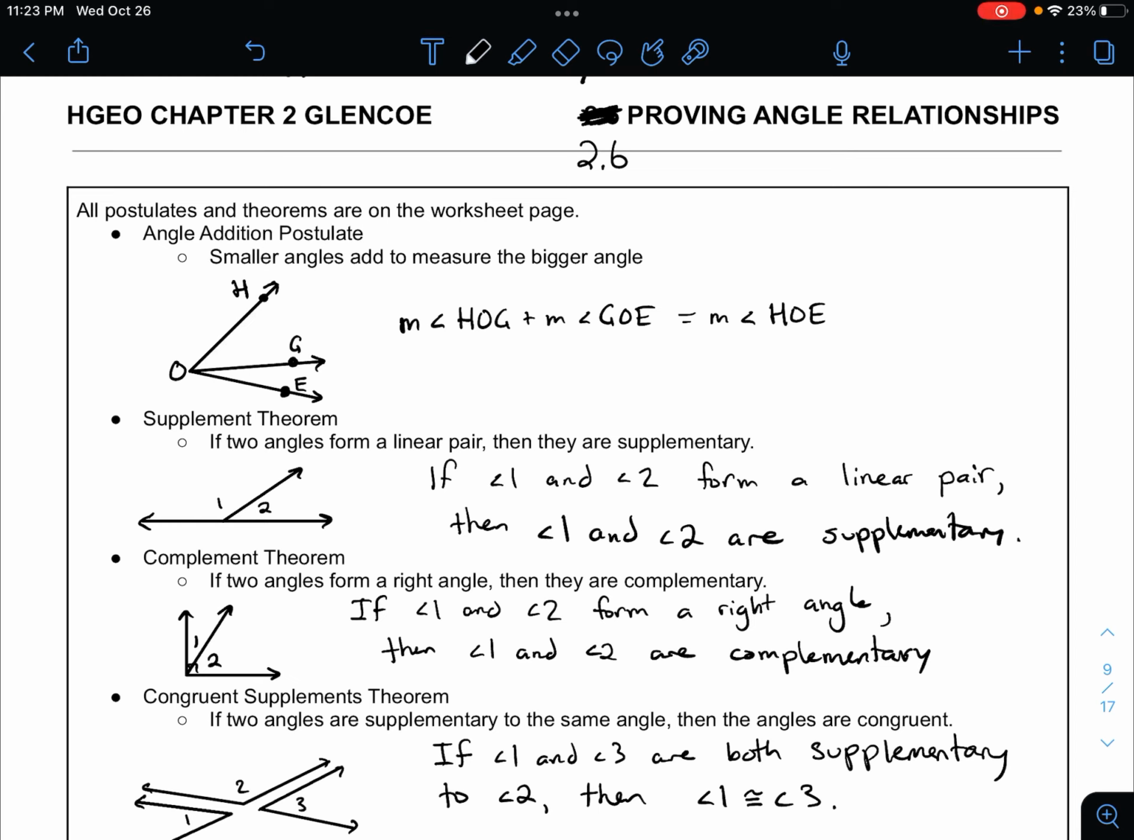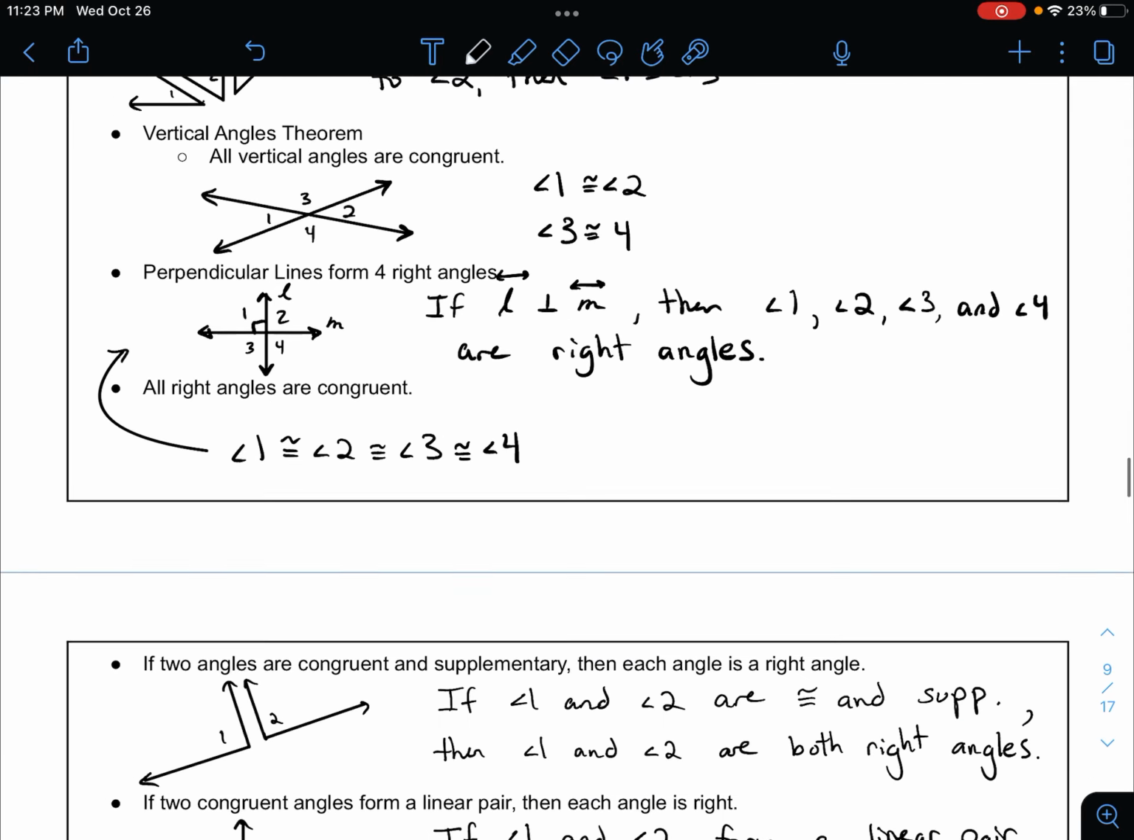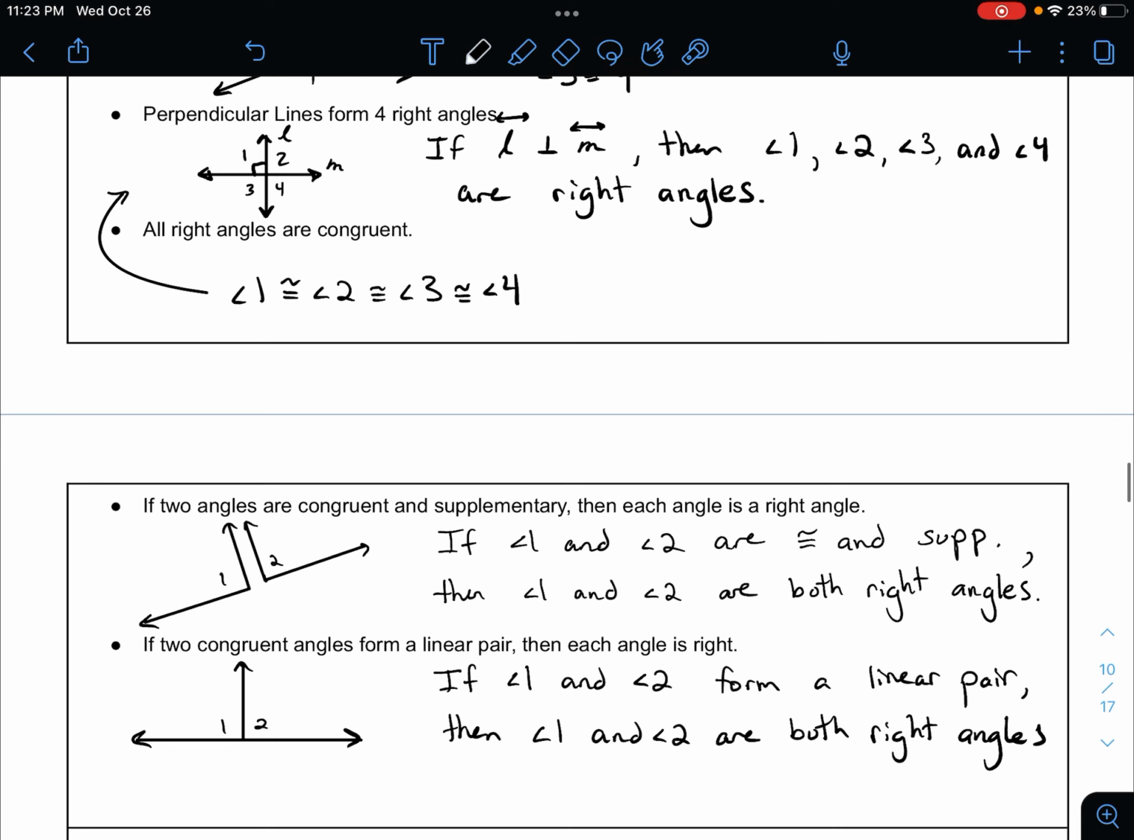So 2.6 is kind of similar to 2.5, in that we had the segment addition postulate. Now we've got the angle addition postulate. But there are also a lot of reasons that revolve around angles being complementary or supplementary. We've got some with linear pairs, vertical angles, things like that. So these are all going to be a new list of reasons that we can use in these proofs.